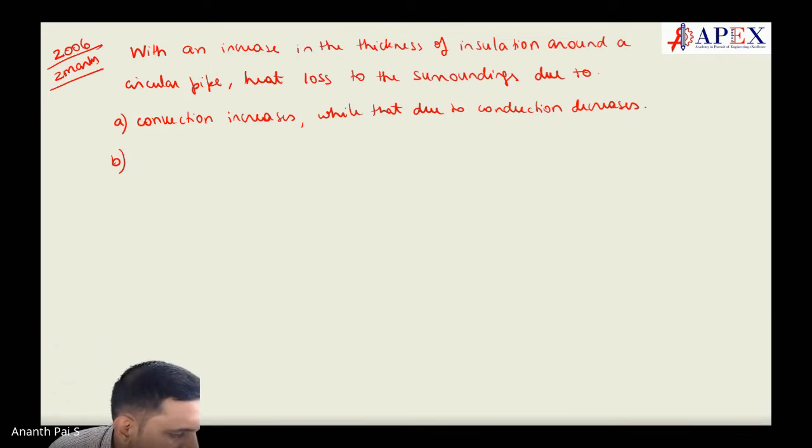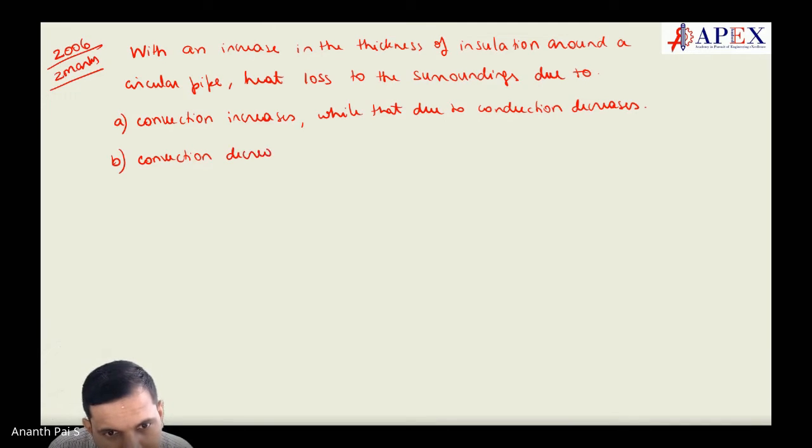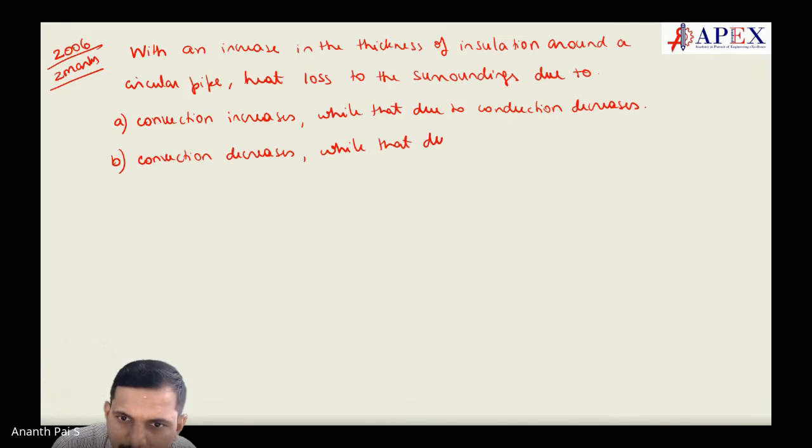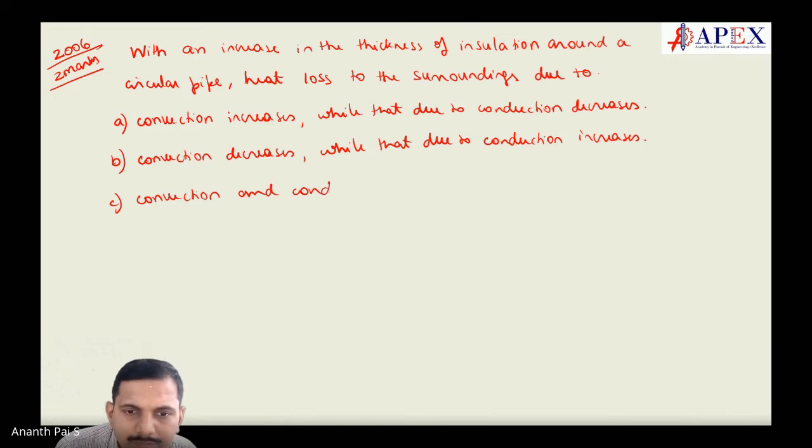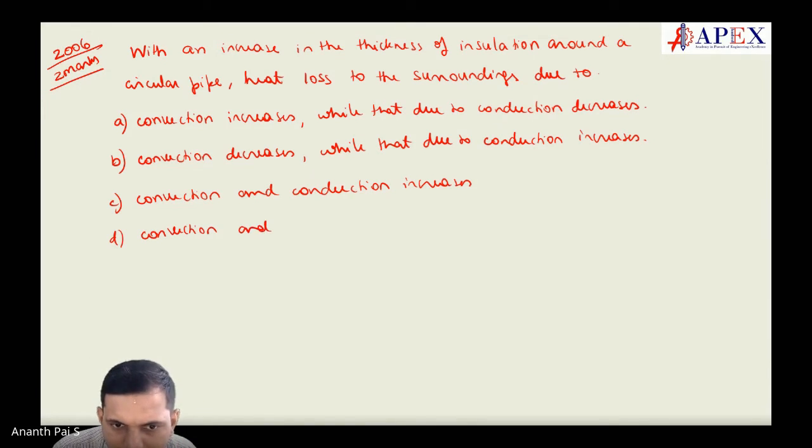B, convection decreases while that due to conduction increases. C, convection and conduction increase. D, convection and conduction decrease. Very good.